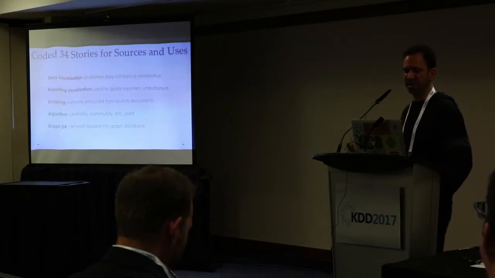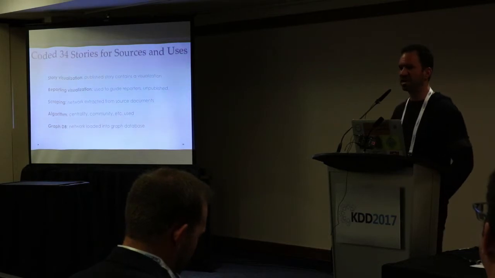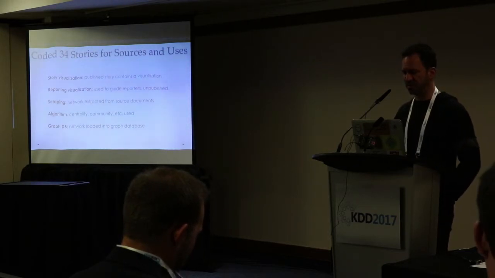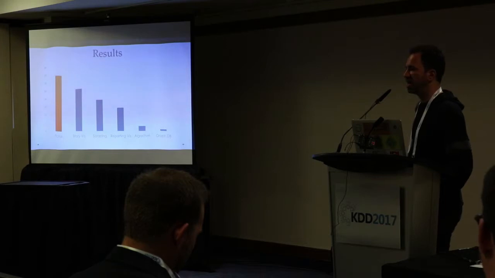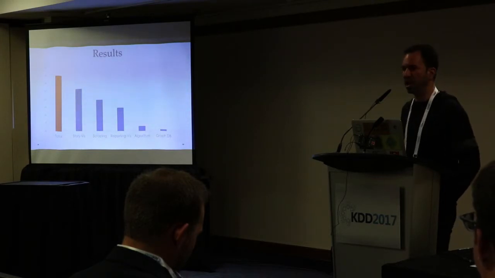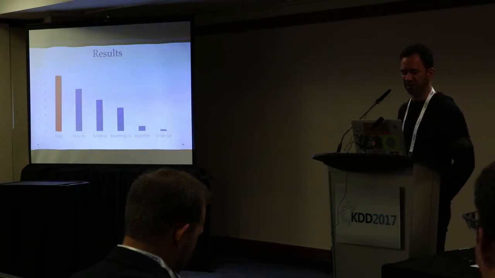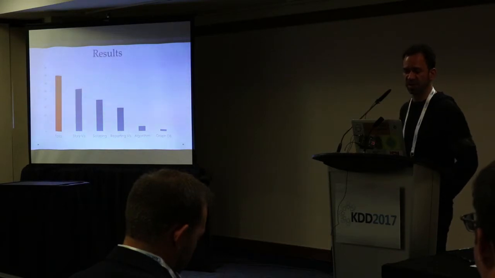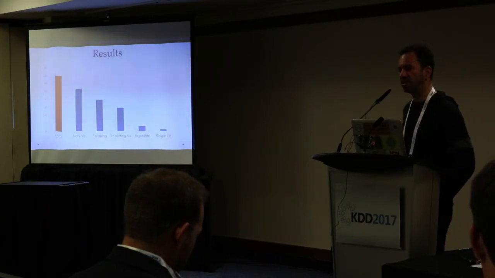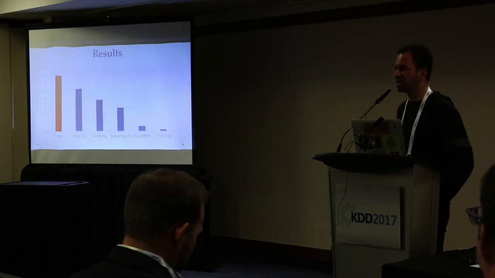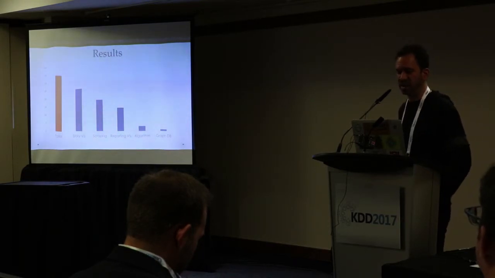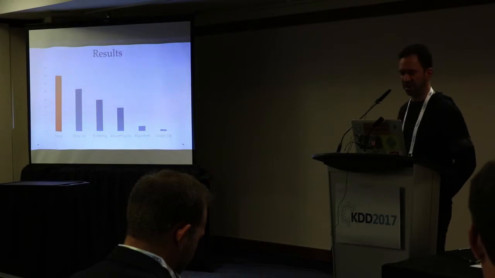Did they publish a visualization? Did they have to scrape it? Did they do some sort of algorithmic analysis on the network? And this is what the results look like. Publishing a visualization was very common. That's about 3/4 of the stories. Interestingly, about half of the stories created visualizations that they did not publish. And these visualizations turn out to be the primary analysis technique. Algorithmic analysis is not widely used in journalism.